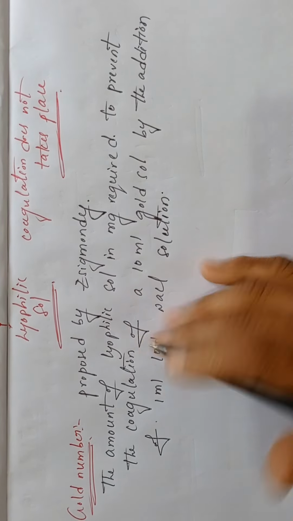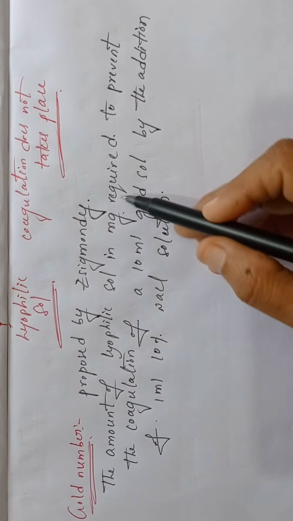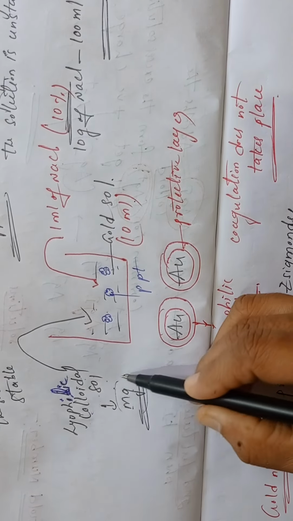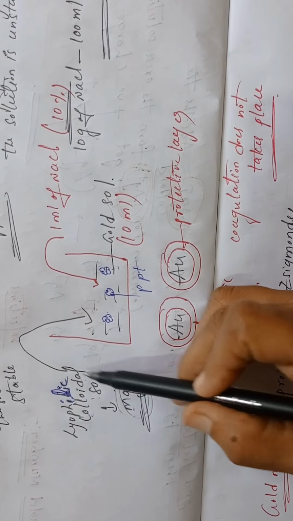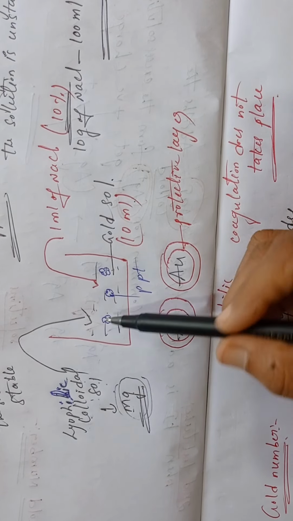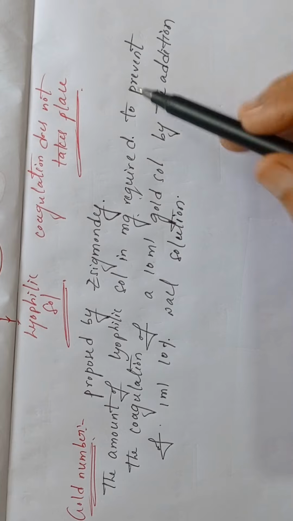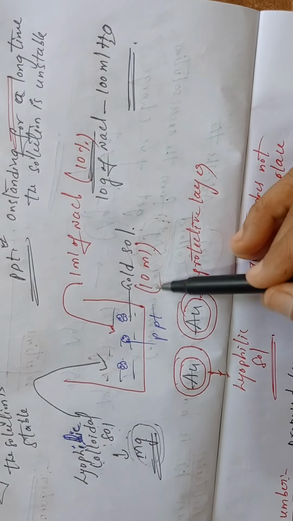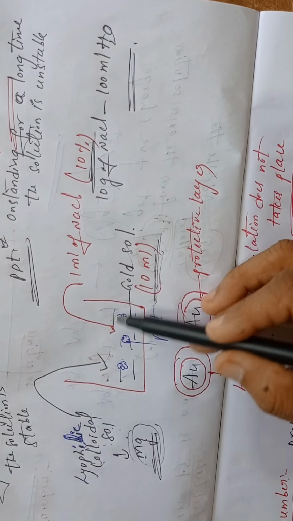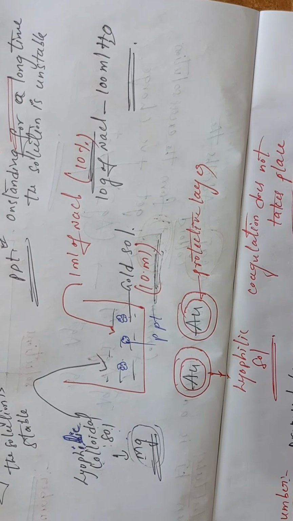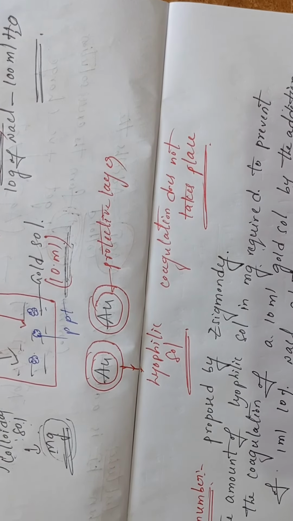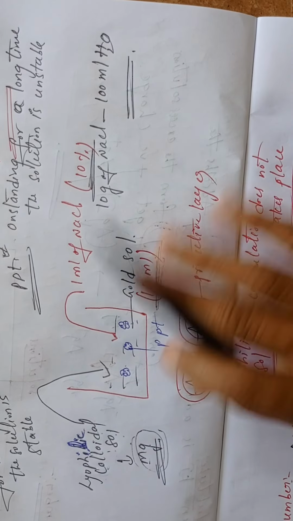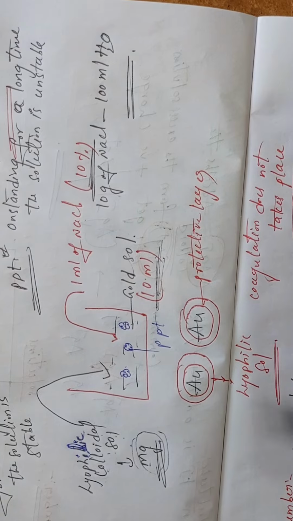So here, what I told, the amount of lyophilic colloidal salt in milligrams is required to prevent the coagulation of how much gold salt? 10 ml gold salt. We are taking 10 ml gold salt here, by the addition of 1 ml 10% NaCl solution. This is nothing but the gold number.